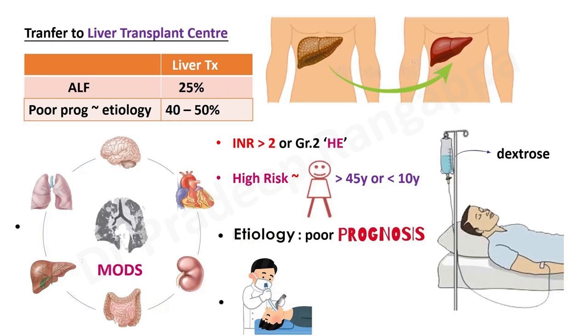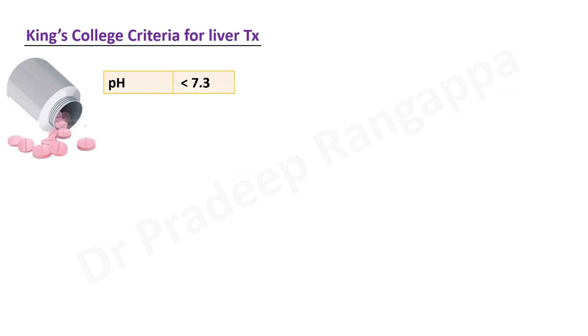So obviously, most of the listeners would have heard this from their MBBS time, King's College criteria for liver transplant, which is very important for us to recognize, because there is no other data, even at this point of time, to come up with a better criteria. Right now, as we speak, this is the standard criteria which is accepted by most liver specialists as one of the important criteria for liver transplant.